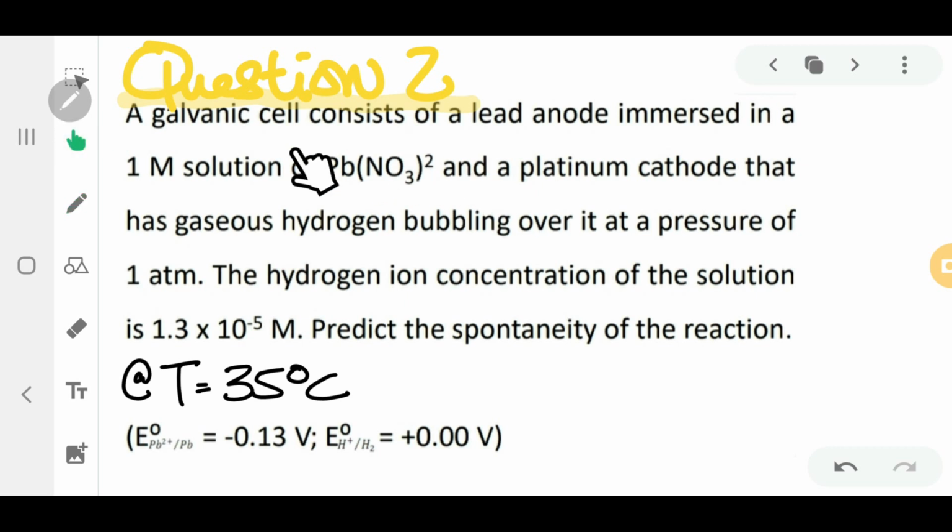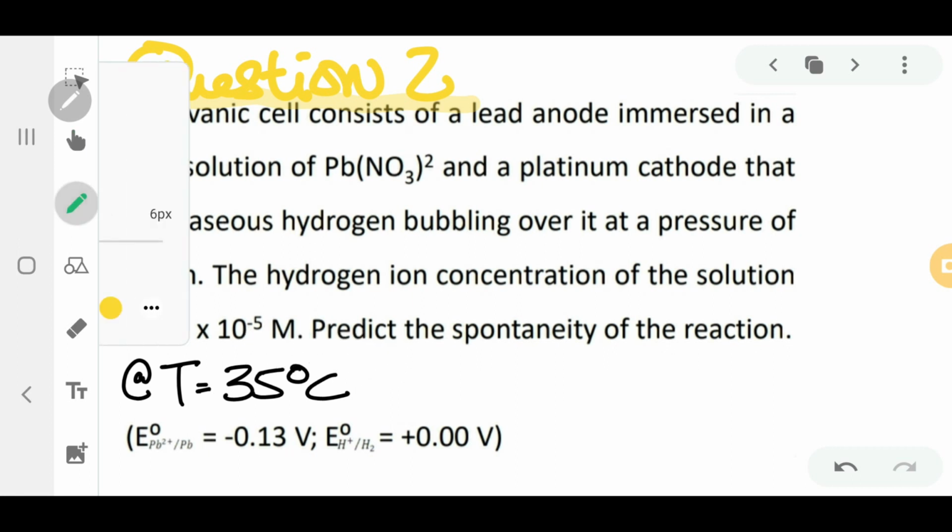For this one, it gives you the information about the anode, which is lead, and this anode's electrode is immersed in 1 molar solution of lead nitrate. And you have a platinum cathode that has gaseous hydrogen bubbling over it at a pressure of 1 atmosphere. So that is the SHE. The hydrogen ion concentration of the solution is 1.3 times 10 to the power of -5 molar. From that information itself, we know that this is a non-standard galvanic cell.